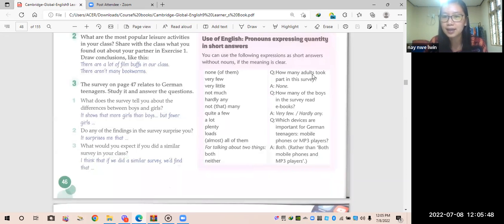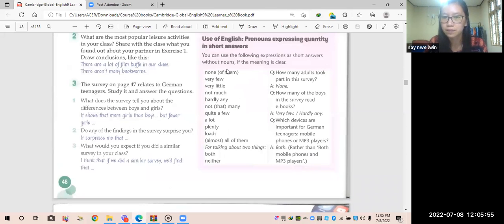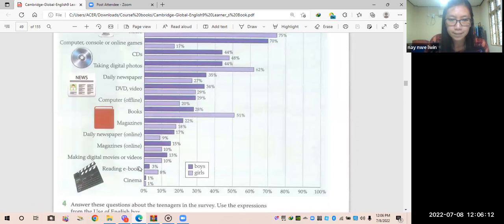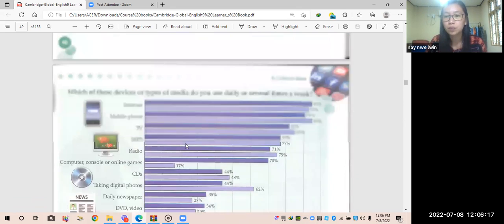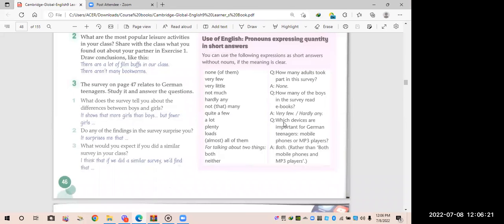So for example, how many adults take part in the survey? So this survey is only based on the teenagers, right? So none of them. So we can say none or none of them to give a short answer. And how many of the boys in the survey read ebooks? So the answer is very few or hardly any. Reading ebooks, what is that? So only 3%, right? So we can say it is very few or hardly anyone. Got it? Got it, teacher.